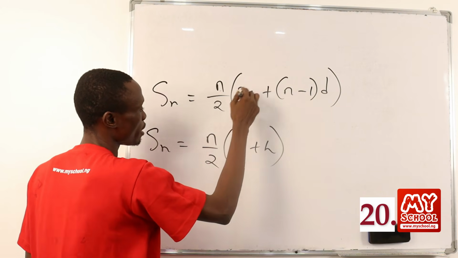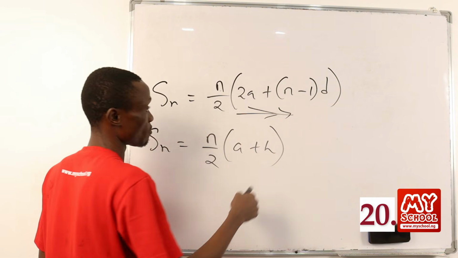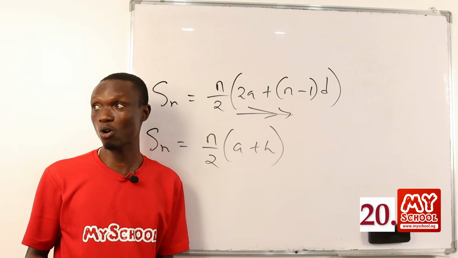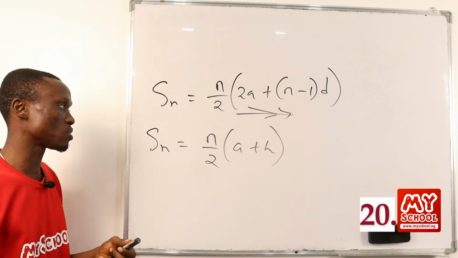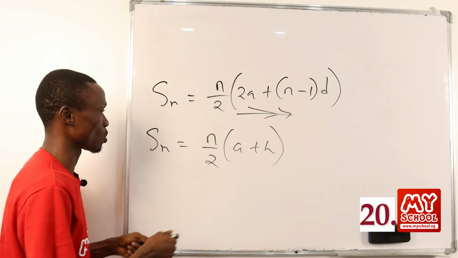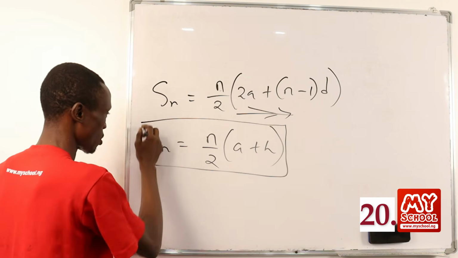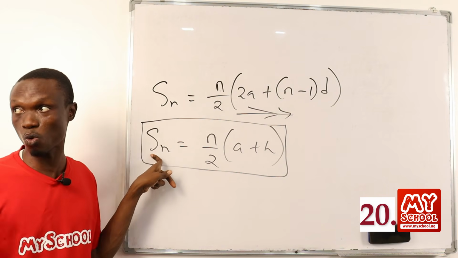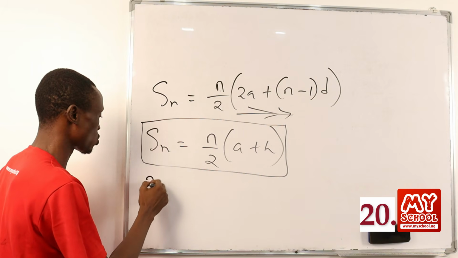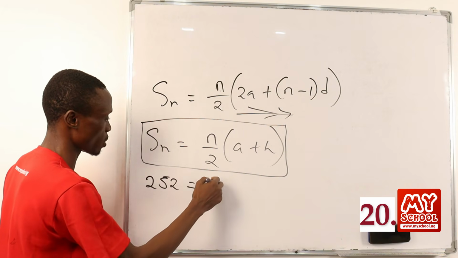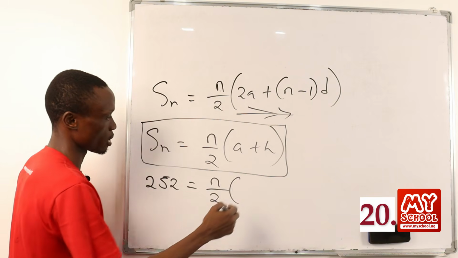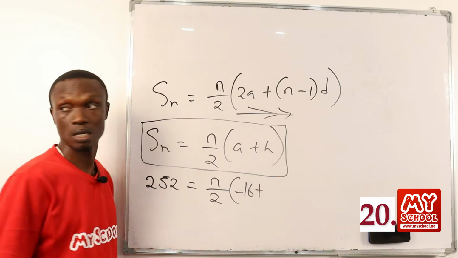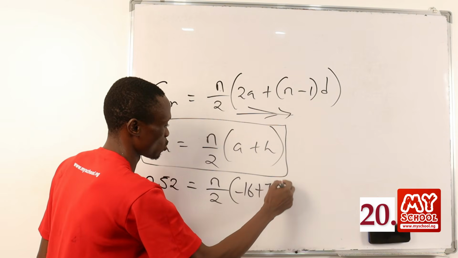We can use any of these depending on the values that are given to us in the question. For this question, we are given the first term and also the last term. So in that case, we are going to be solving using this. But remember, the sum of the first n terms is given to us to be equal to 252. So 252 is equal to n all over 2 bracket, the first term, which is minus 16, plus the last term, which is 72, right?